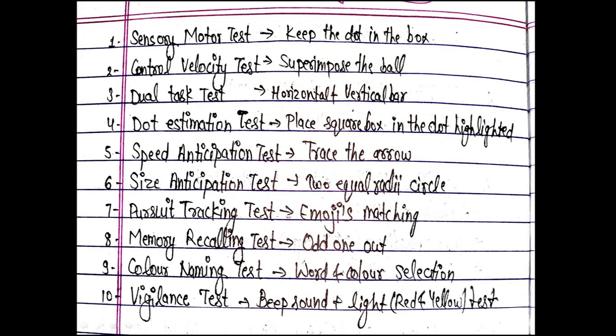Fifth is the speed anticipation test, that is you have to trace the arrow. Sixth, size anticipation test: you have to click the control stick button when you get 2 circles of equal radii. Seventh, pursuit tracking test, emoji matching. Eighth, memory recalling test, where you have to verify the odd one out. 9th, color naming test, that is word and color selection. 10th, vigilance test, where a beep sound is heard and a light glows red and yellow. You have to turn off the gear light.